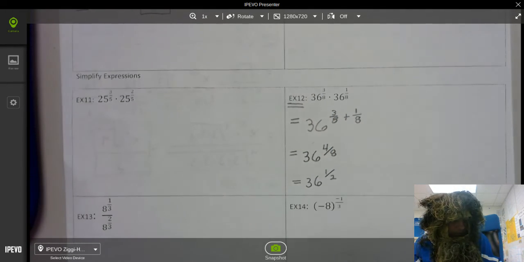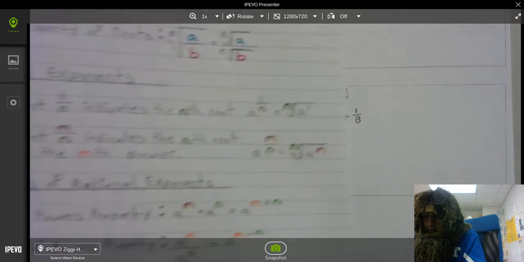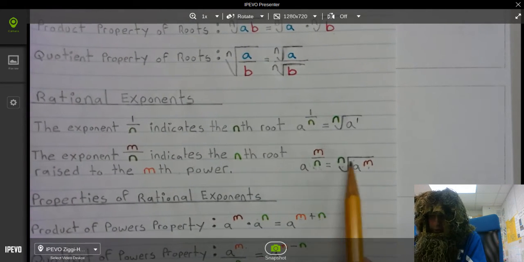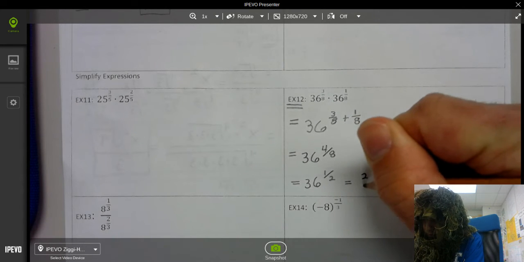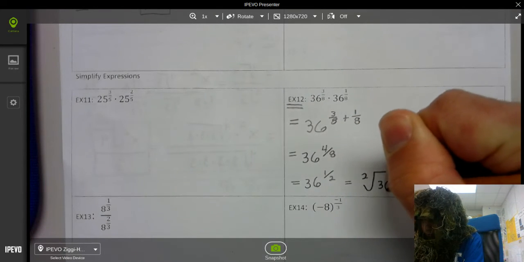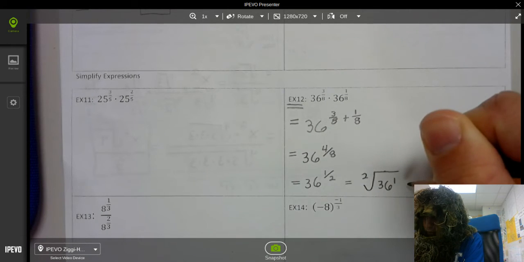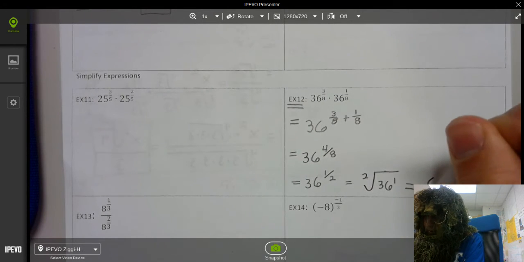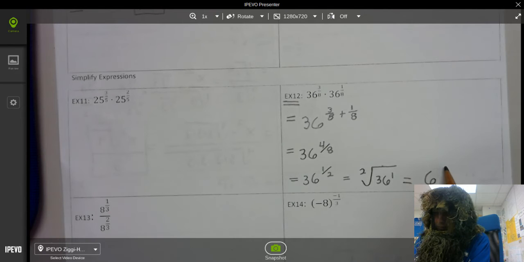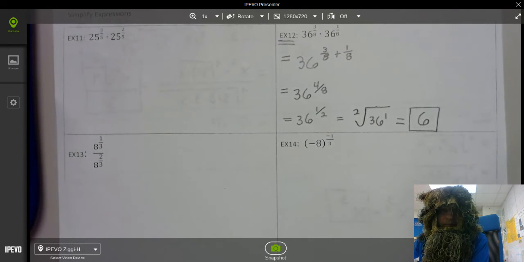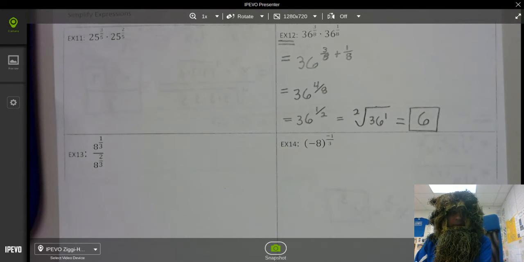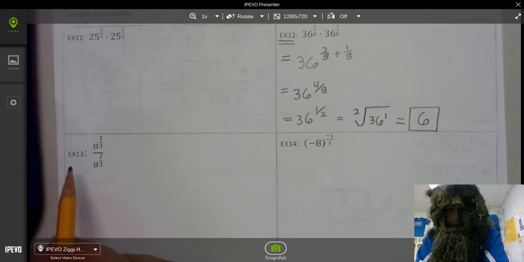And again, using this, we can go from here to here. So this becomes the square root of 36 to the 1 power, which we know the square root of 36 is 6. All right, and then let's go over one more example. Let's go over example number 13.